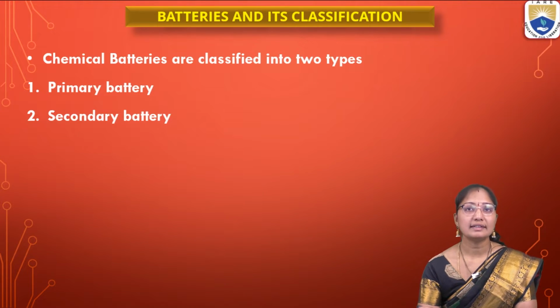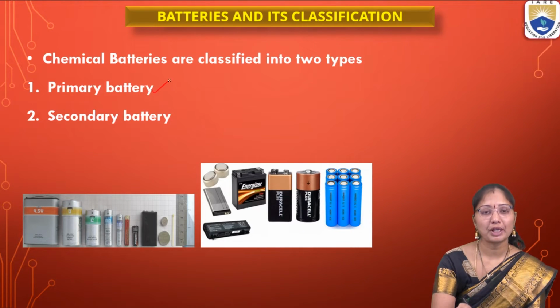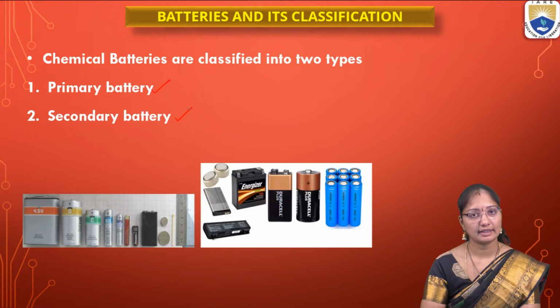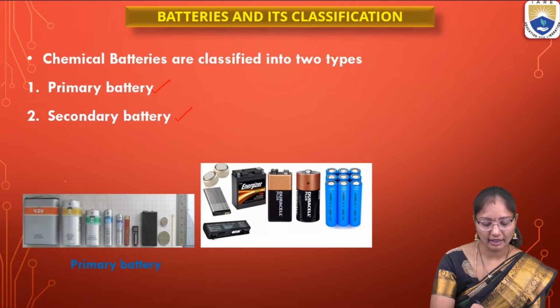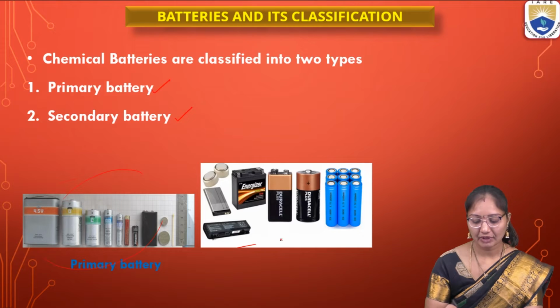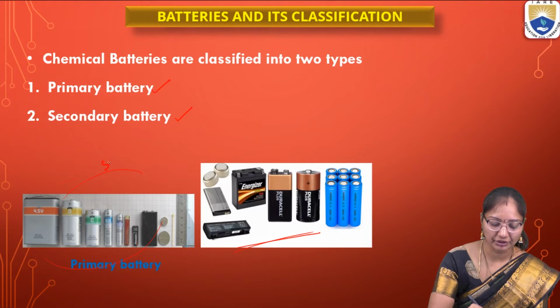Generally these chemical batteries are classified into two types. One is primary and another is secondary batteries. The primary batteries mean single usage. These are the single usage batteries.